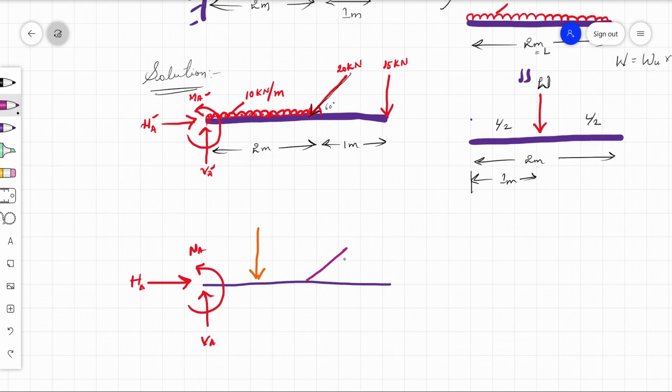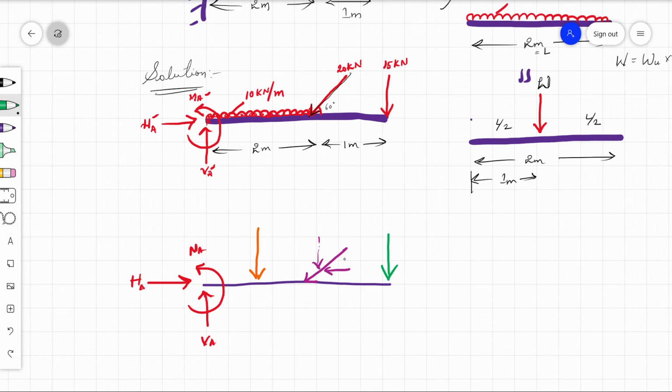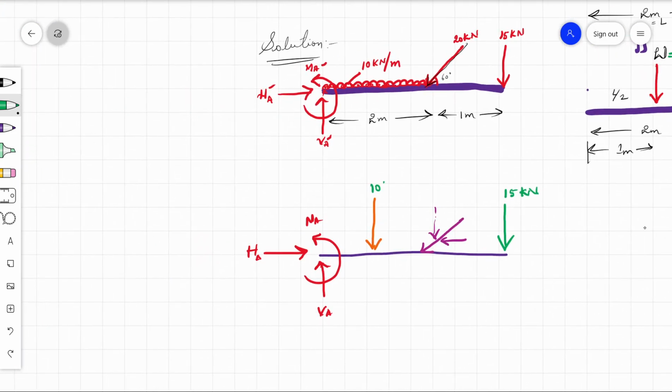So this inclined load, we have taken as one vertical as well as horizontal load, and the last one is the point load. Point load will be as it is. So the intensity is this, magnitude is 15 kilonewton. Over here it was not 10 kilonewton. Over here W is equal to 10 into 2, that is 20 kilonewton. So this will be 20 kilonewton.